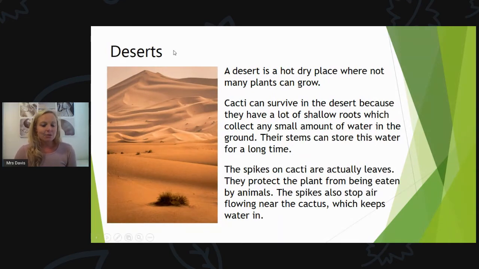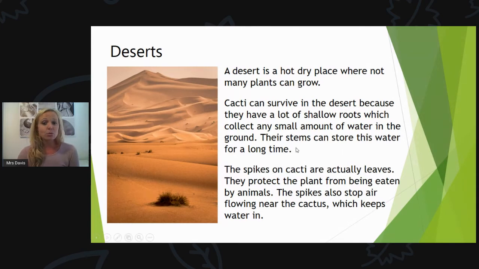Do you remember much about the desert before? Very, very sandy, isn't it? What plants maybe grow in the desert? Do you know any? Okay, so a desert is a hot, dry place where not many plants can grow. Cactus can survive in the desert because they have a lot of shallow roots, and shallow means quite close to the surface, which collect any small amount of water in the ground.